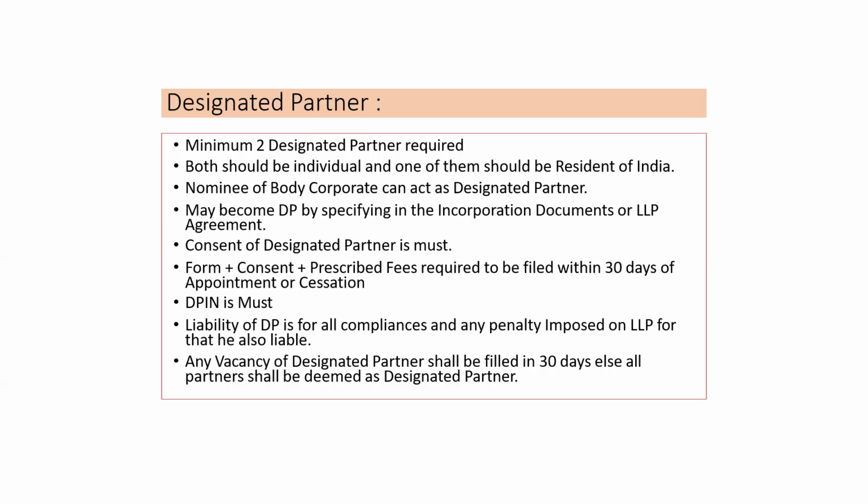ठीक है. तो फॉर्म प्लस कॉन्सेंट प्लस प्रेस्क्राइब्ड फीस इज रिक्वायर्ड टू बी फाइल्ड विद इन 30 days ऑफ द अपॉइंटमेंट और सेसेशन ऑफ दिस डेजिग्नेटेड पार्टनर. डी पिन है, जैसे उसमें सिन नंबर है यहाँ पर है, वहां डिन नंबर है, यहाँ पर डी पिन है. Liability of designated partner is for all the compliances and any penalty imposed on LLP, for that also he is liable. If there is any vacancy of designated partner, it has to be filled in 30 days, else all the partners shall be deemed as designated.